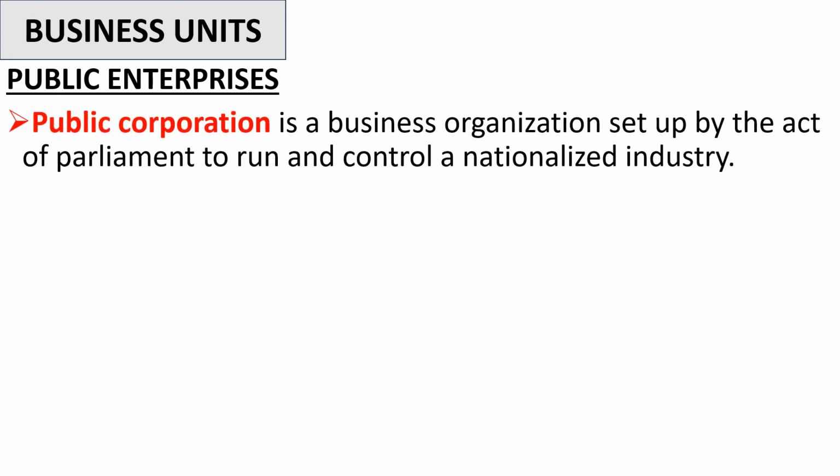Okay, so we discussed the last part, public enterprise. It's going to be very short and then we are done. So a public enterprise, also called a public corporation, is a business organization set up by the Act of Parliament to run and control a nationalized industry. A nationalized industry is an industry that belongs to the nation. Such a company is called a public enterprise or a public corporation. Examples include ZESCO, ZISC. So these are public corporations or public enterprises.